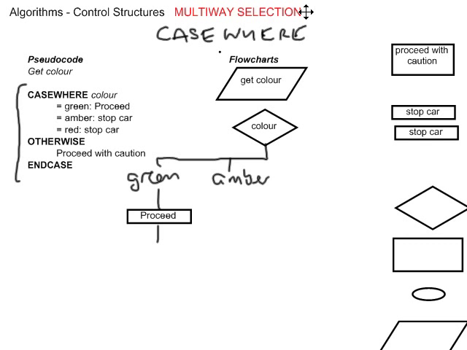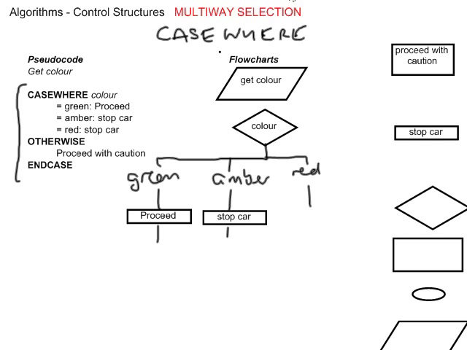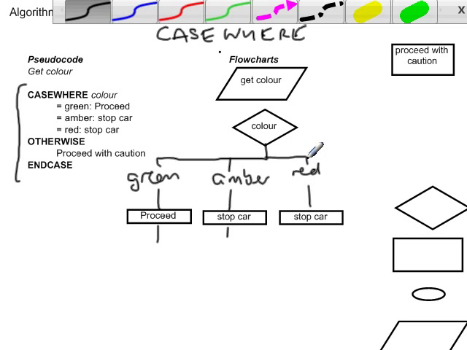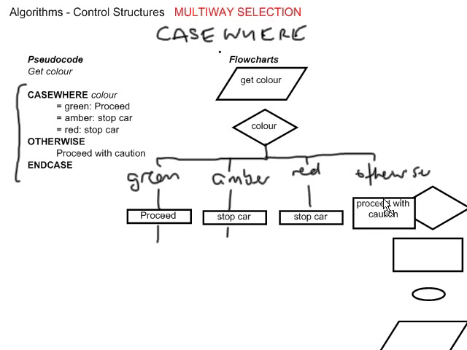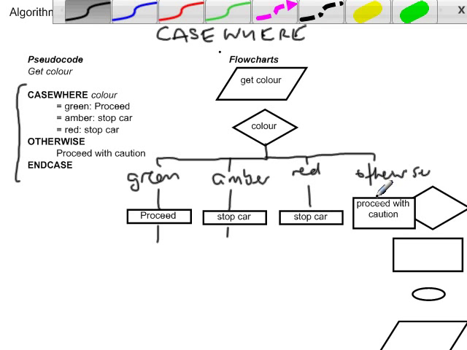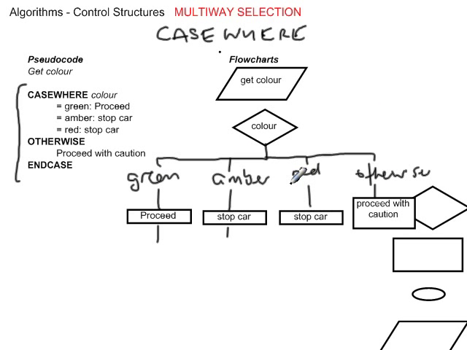If the color is amber, orange, we're actually going to stop. So we're going to stop our car. There we go, we're stopping our car. If it's red, we're also going to stop the car, because you have to stop on the red signal. And lastly, if it's otherwise, which is going to capture all other situations such as the light's not working or the lights are flashing, we're going to proceed with caution. So there are our 4 cases: green, amber, red, and otherwise.